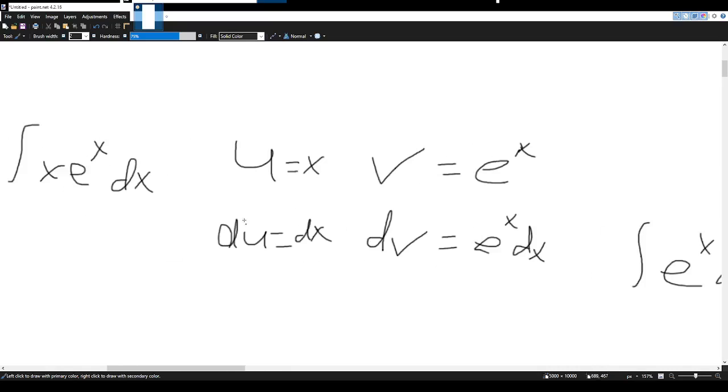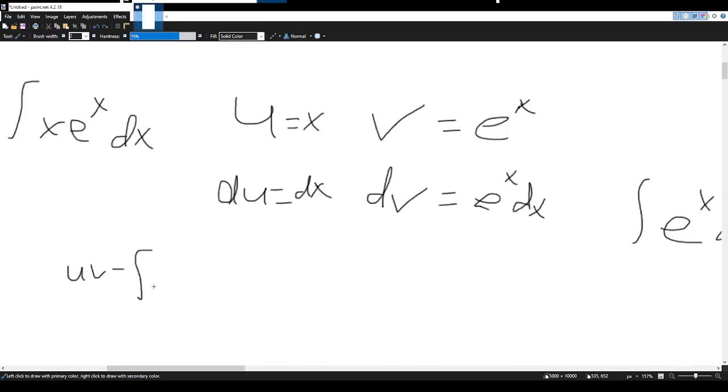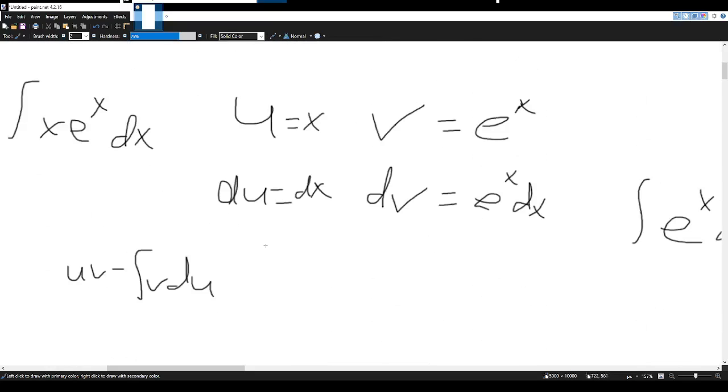Now we just try to fit all these into the formula. So if we look back at this, I'm going to rewrite it. So uv minus, I forget this formula a lot, I'm not going to lie, v du. So notice that we don't need, actually we need everything. Well, we don't need dv. So the original thing is not going to be in the formula, but that doesn't really matter because dv is the same as v is this. Anyway, so u is x, v is e to the x, and then minus integral v is e to the x, and du is dx.